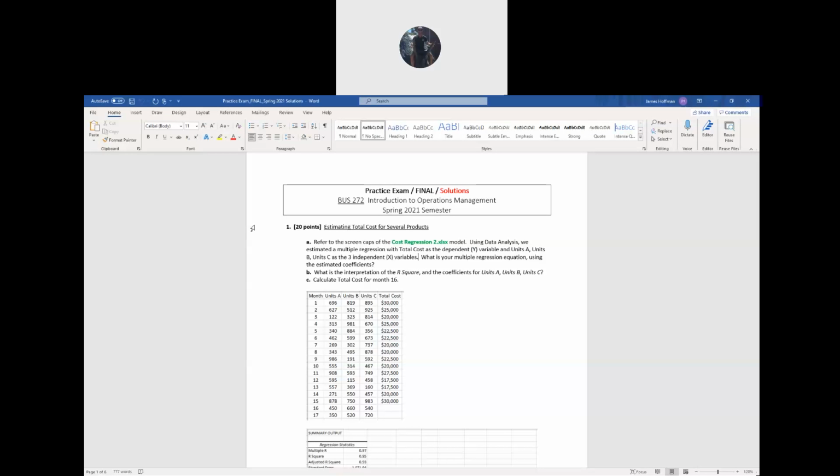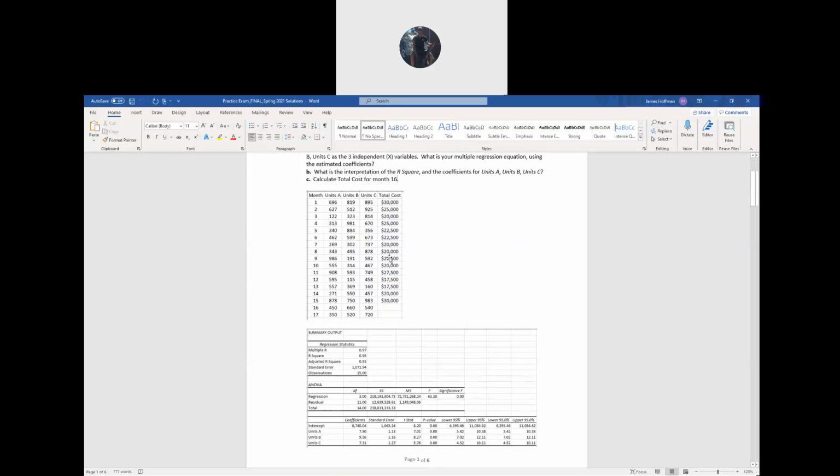The first part is to write out your multiple regression equation using the coefficients that you get from the screen cap, from the summary output. Part B will be the interpretation of the R squared, remember that, and also interpreting the coefficients for units A, units B, and units C that you get in the summary output. And then part C, just calculate total cost for month 16, so you're trying to find that missing value there.